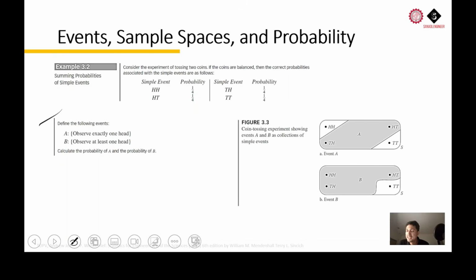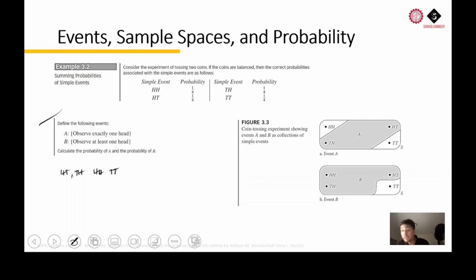So now this question is not anymore about simple events. This is just an event, because remember, a simple event is irreducible, while an event is a combination of simple events. So event A, observe exactly one head. So you can have HT, you can have TH, right? Because HH and TT do not belong to event A by its restriction.